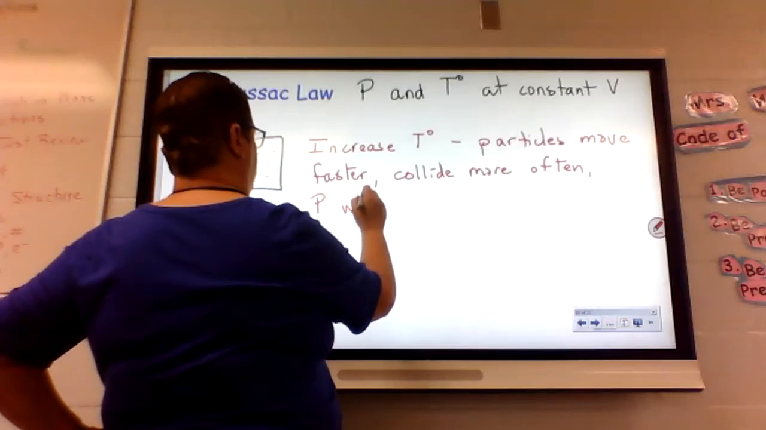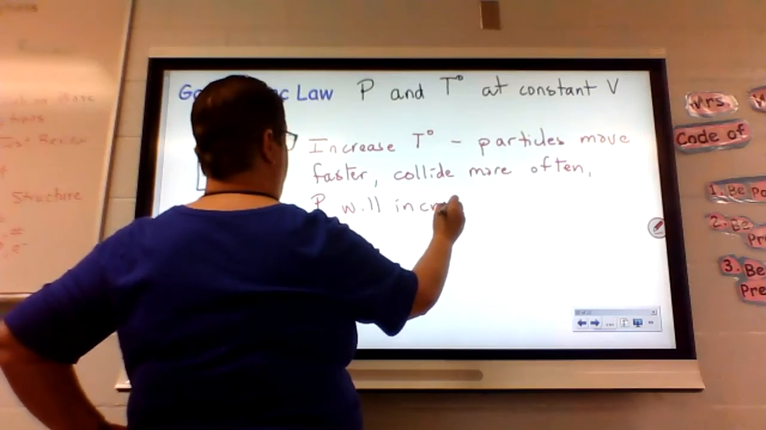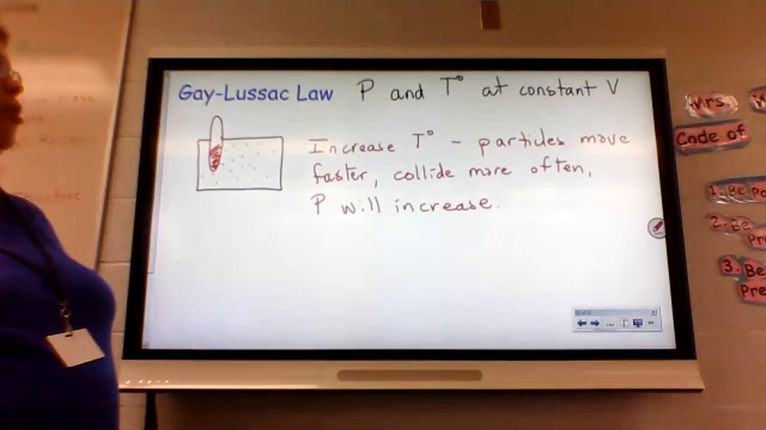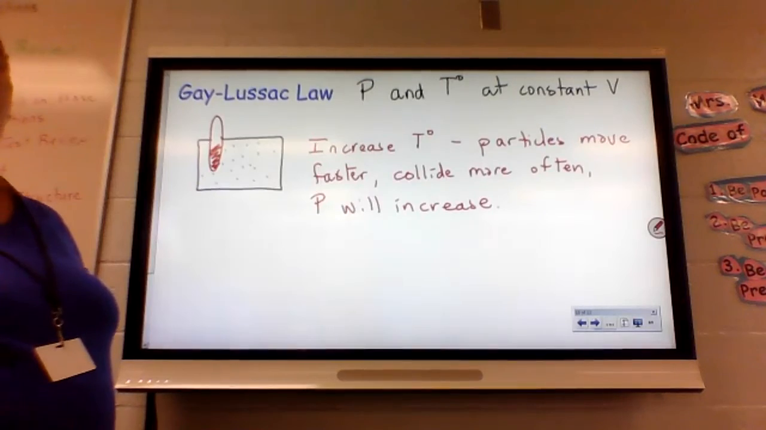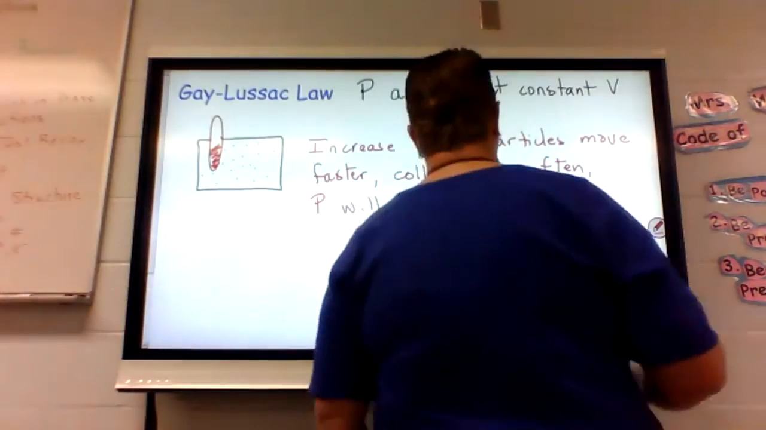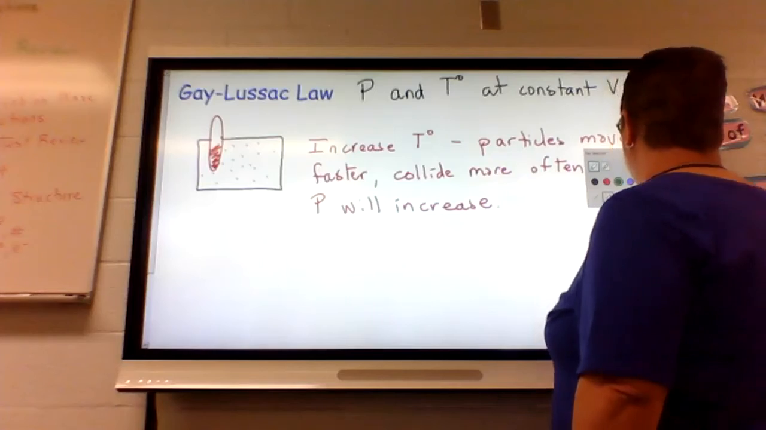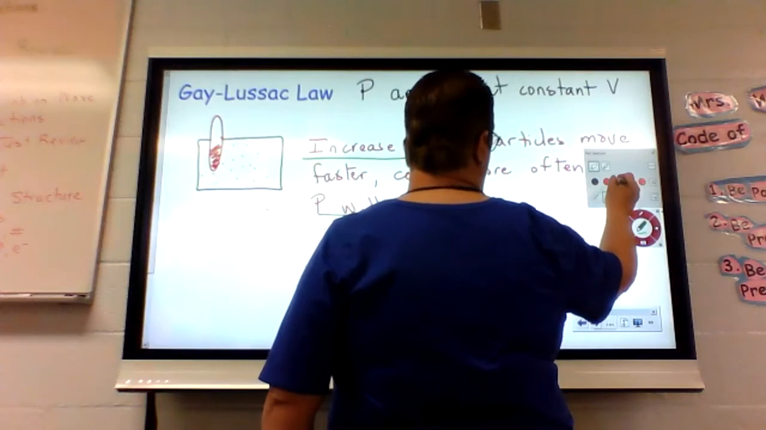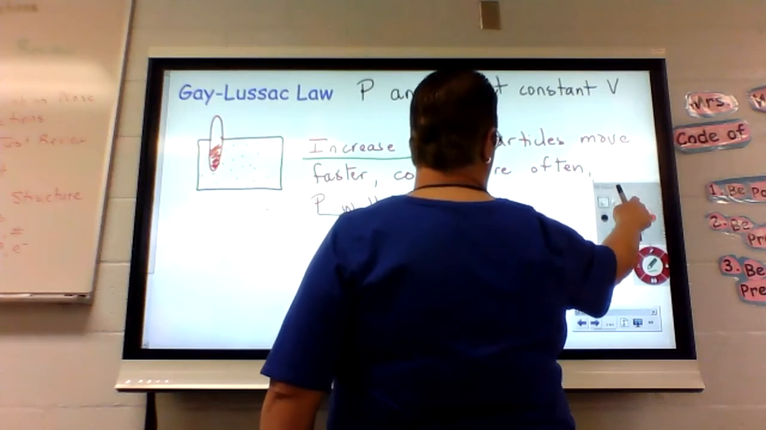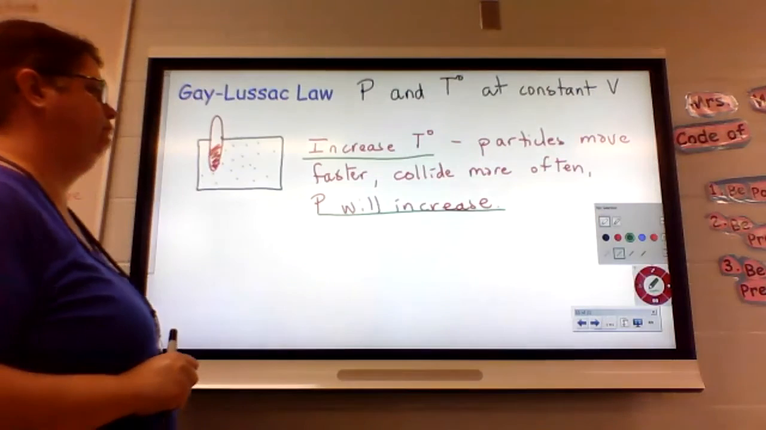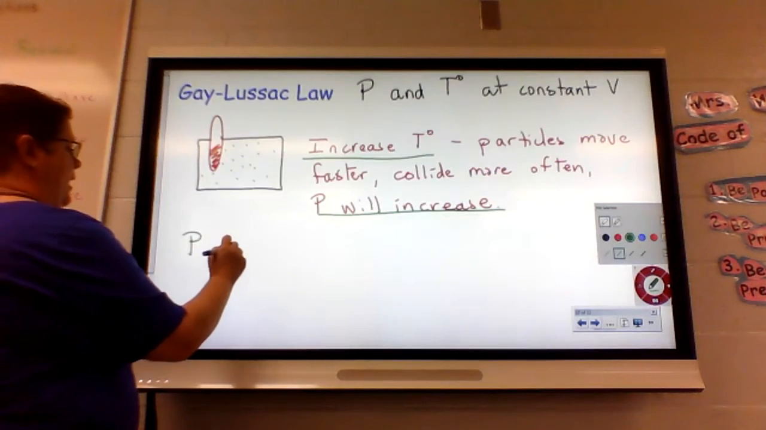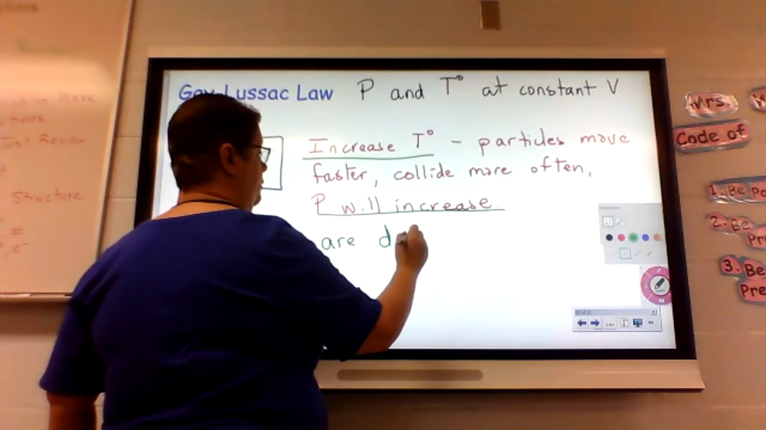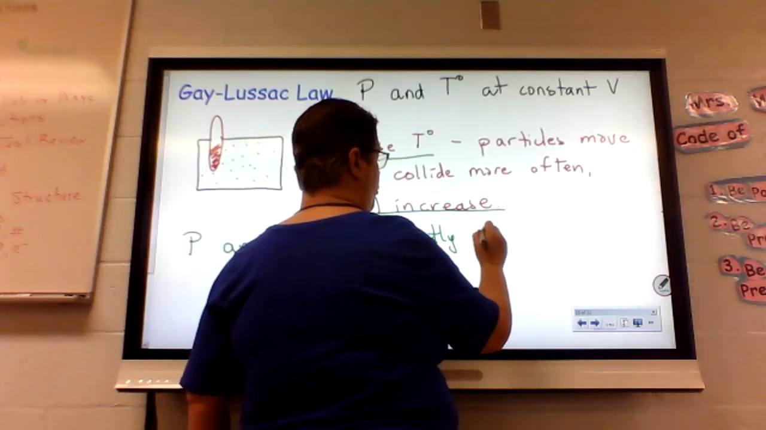So that's when we wouldn't have any volume. No volume on this one. It's constant. All right. So if you increase the temperature, the particles will move faster, collide more often, and pressure will increase. This is why I said Gay-Lussac is the easiest for everybody to understand in terms of how it works. So if you increase temperature, pressure will increase. So is this one inversely or directly proportional? So pressure and temperature are directly proportional.